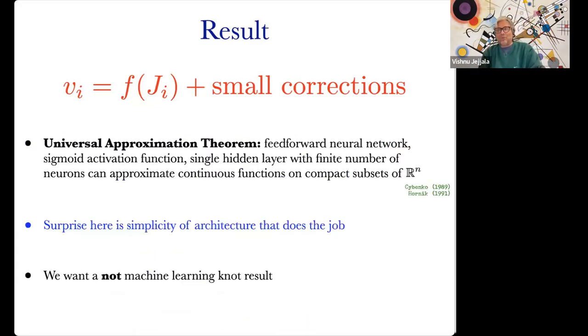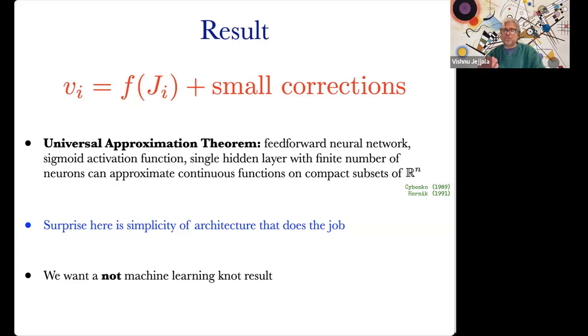Now, there are very few exact results in machine learning. One of these is the universal approximation theorem, which says that a neural network with a sigmoid activation function and a single hidden layer with a finite number of neurons can approximate any continuous function that's suitably well behaved on compact subsets of R^n. They're not very good at extrapolating beyond the compact subset that's used for training, but it can make this approximation to arbitrary accuracy.